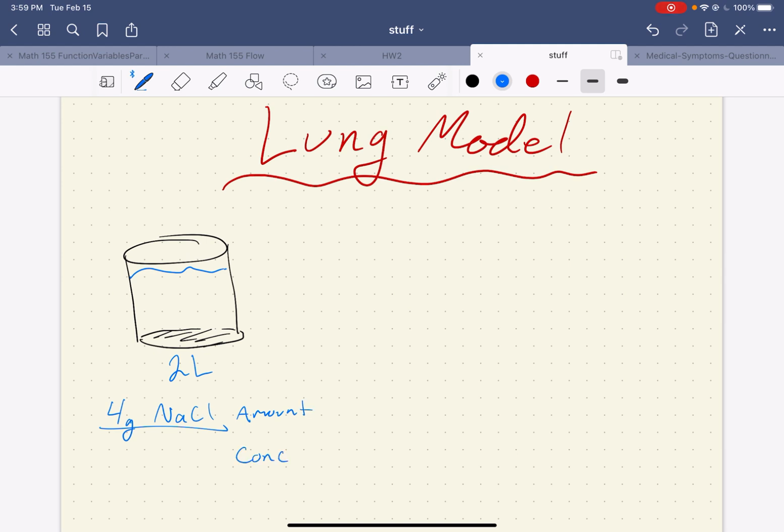Whereas when we use words like concentration, we would take the amount and we would divide it by the volume. So this is amount over volume. So in this case, I'd have 4 grams divided by 2 liters. So I have 2 grams per liter.